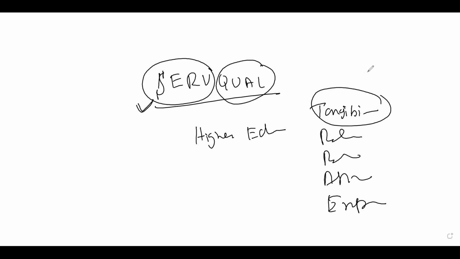And each construct has 4 or 5 questions. So we should not develop questions on our own. We should develop our questions from previous authors' work. Now we should understand the confirmatory factor analysis and the exploratory factor analysis. The difference is, in a confirmatory factor analysis, we check whether my research instrument is valid or not, and in the exploratory factor analysis, data reduction and summarization.